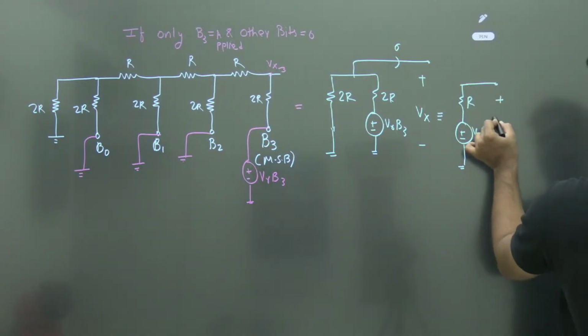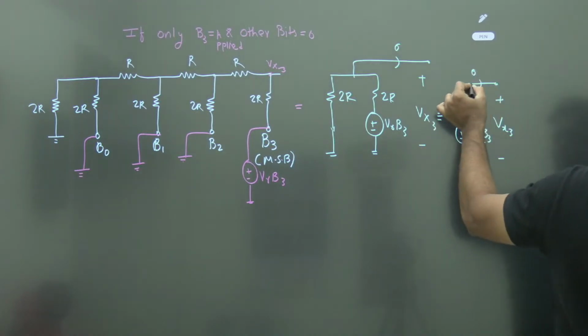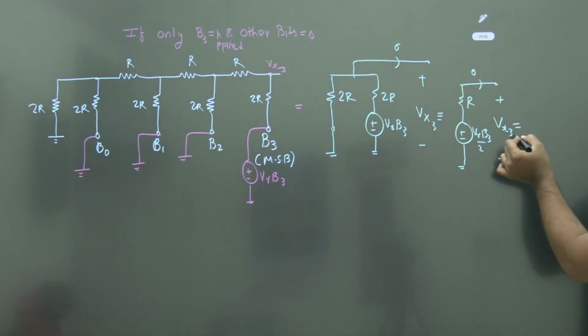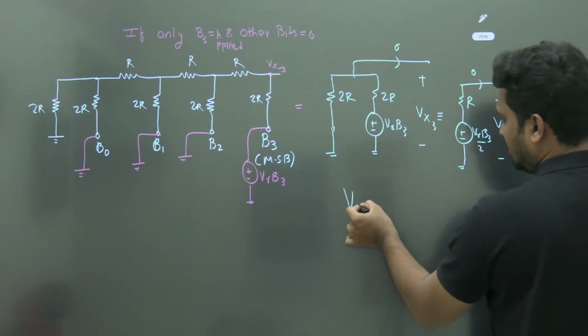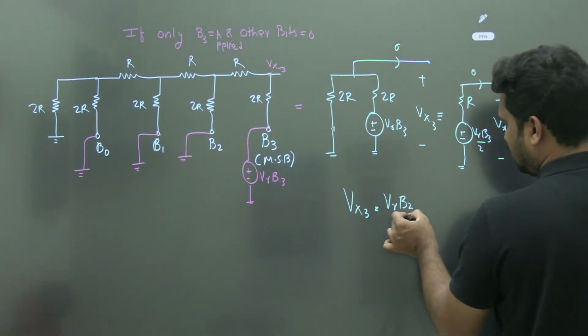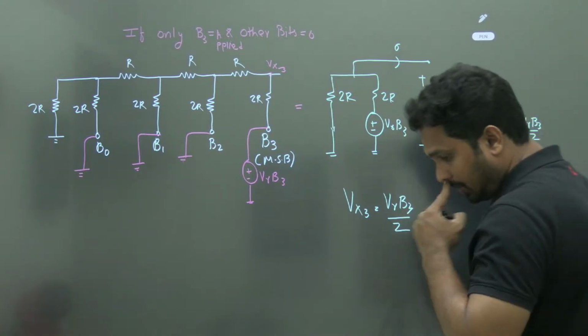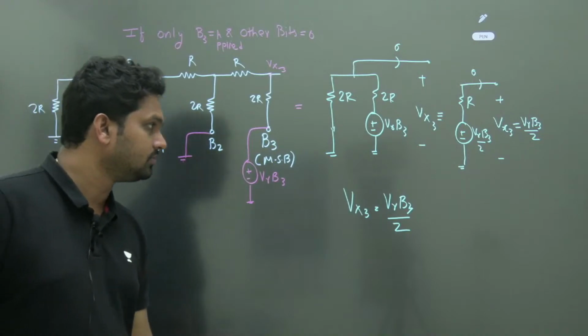So here, what is your Vx3? Because this current is 0, there is no drop in the resistor, so this voltage will come as usual. That is VR V3 by 2. So my Vx3 equals VR V3 by 2. Okay, my Vx3 equals VR V3 by 2. So let's move further.